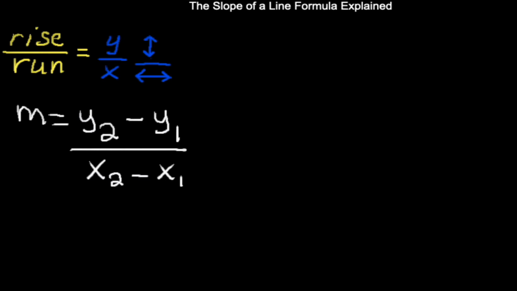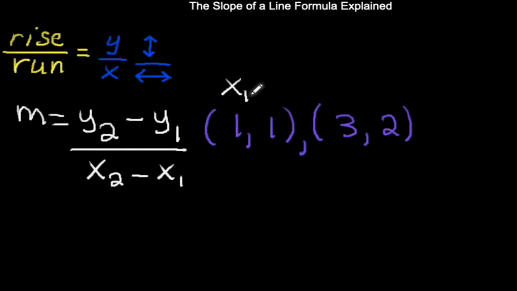So let's say that you have the points (1, 1) and (3, 2). Okay, so these are x1, y1 and x2, y2. Okay, so we have 2 points. So that's why we have two x values and we also have two y values.